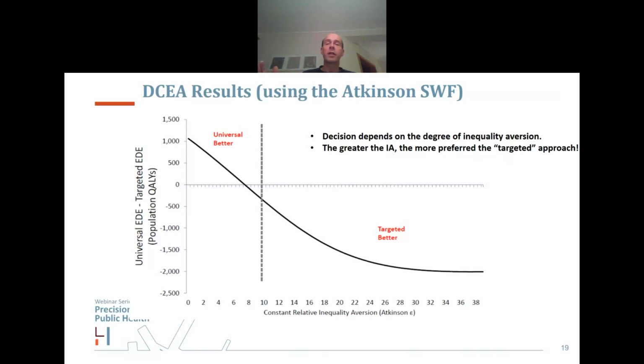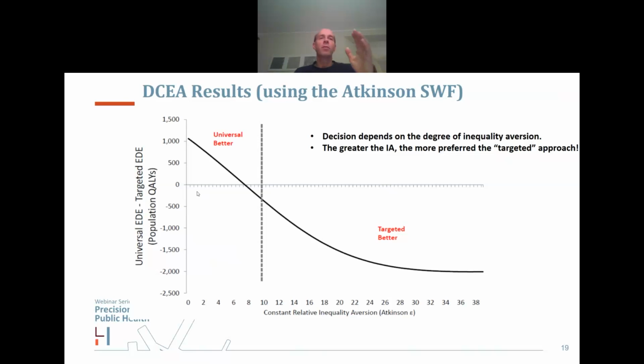Now, what is the size of the inequality aversion? We don't know unless we examine that. You can imagine that there's less inequality aversion in, say, the US compared to countries in Scandinavia. But what level of inequality aversion is there in the UK, or in Luxembourg? We don't know. We would need to examine that. In the UK, some studies have found an inequality aversion parameter of about 10, which is this vertical line here.